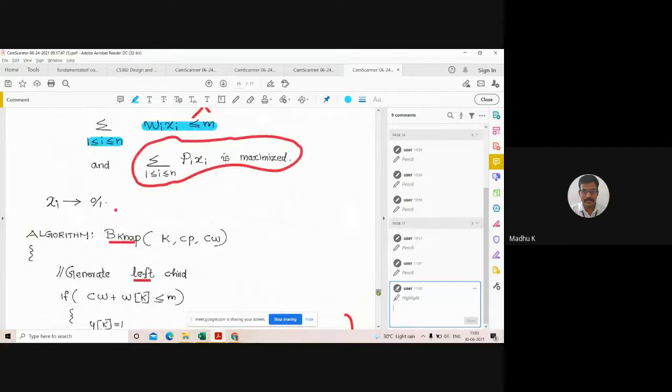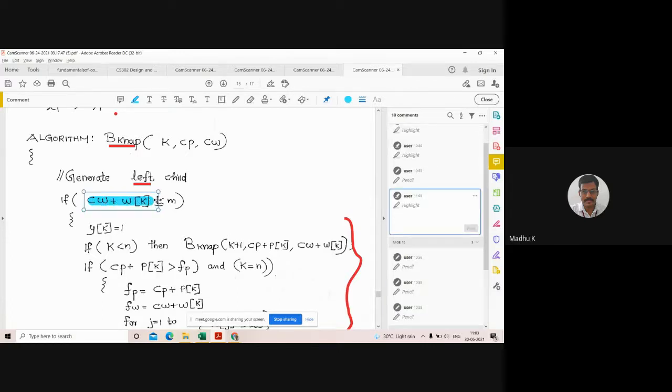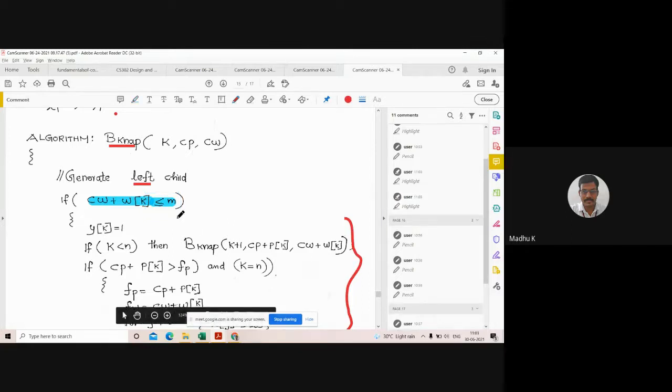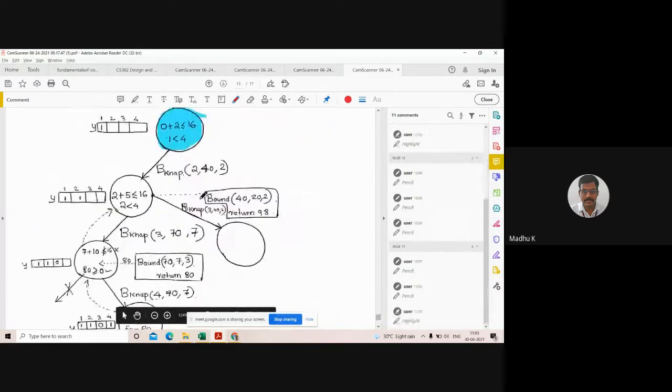So knapsack is called with 1, 0, 0. Then it will try to generate the left child. To generate the left child, this condition should be satisfied: CW plus W of k less than or equal to M. This condition is checked first.